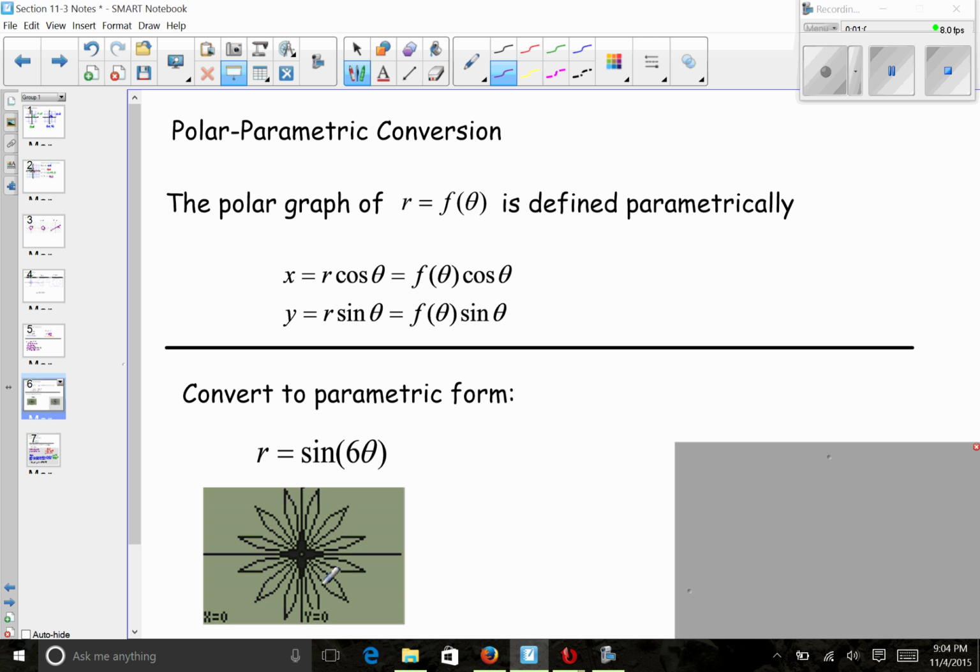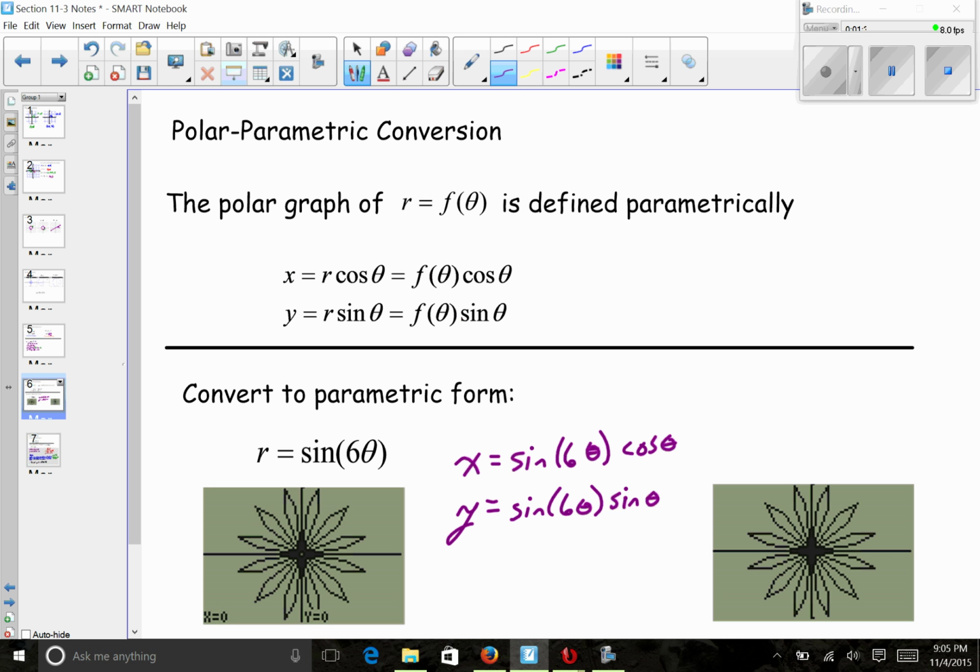So, for example, if we had r equals sine of 6 theta, which gives us this 12 petal rose, then to change it into parametric, my x would be this r times cosine theta. And then the y parametric would be this r, sine of 6 theta, times sine of theta. And if we graph that parametrically, we actually get the exact same graph as if I graph the polar function sine of 6 theta. So this is just parametrically doing the same thing as the polar.